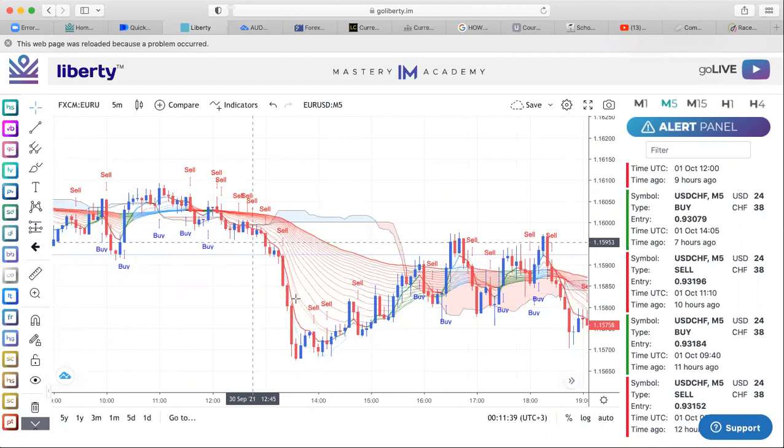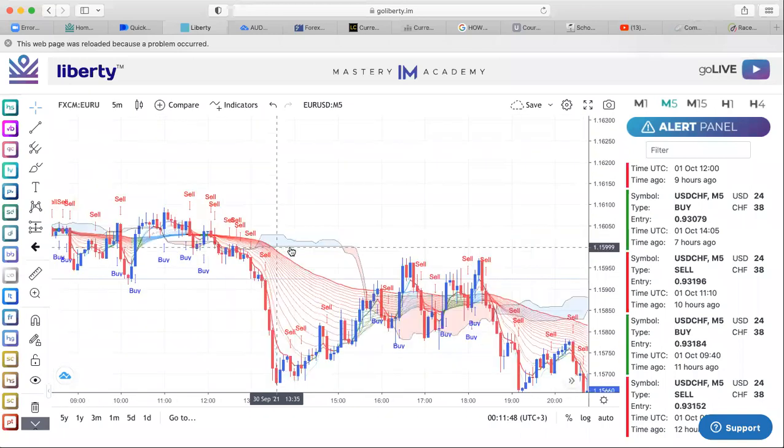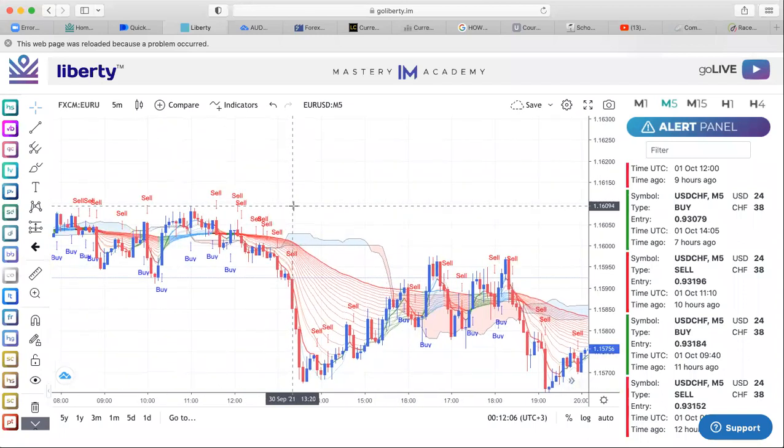Like I said, it's not every time that the clouds are going to be under or above. But when it's blue and it's under, it's giving you extra confirmation that you're really safe for a buy. When the red is above, it's giving you extra confirmation that you're very safe for a sell trade. Right now, look at this.